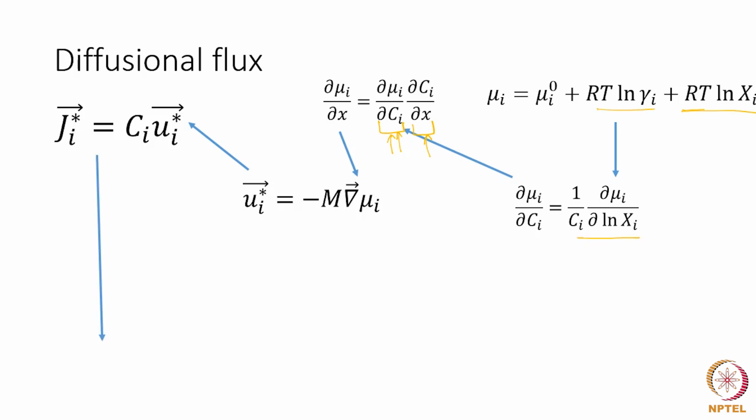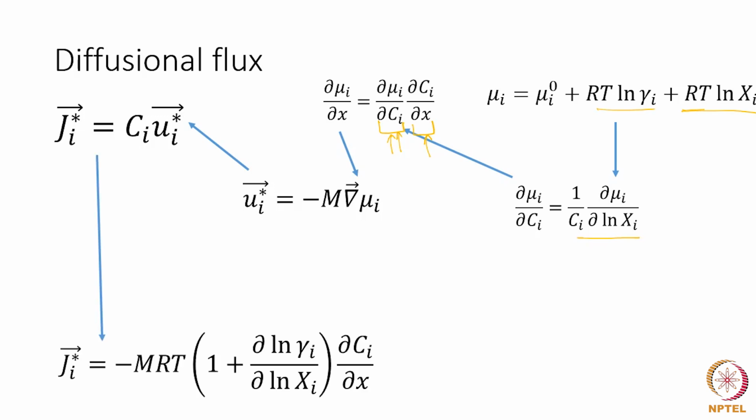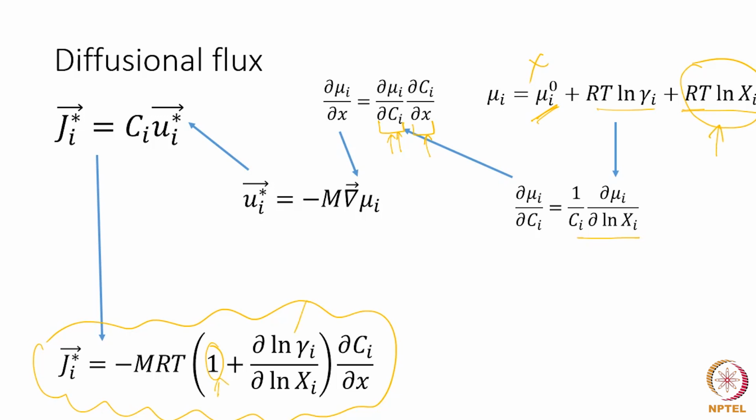So when we substitute all these things and expand, we come to the following expression: Ji star is equal to minus mRT (1 plus ∂ln γi/∂ln Xi) into ∂Ci/∂x. The 1 here is coming because of this term. This other term is gone because differentiation is going to give you 0. So the 1 is because of this term, and this term is kept here. We are not simplifying it further, RT has been taken common, and m is left as it is. You can see that the derivation is quite straightforward.